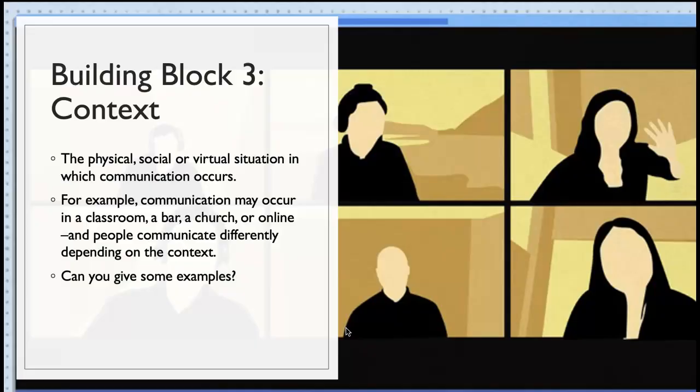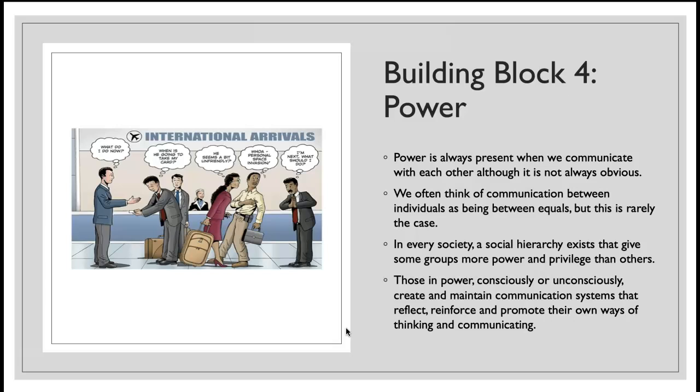The third one is context, which always matters because, again, where you communicate and to whom you communicate is key in determining how you should communicate effectively for that context. So the physical, social, or virtual situation in which communication occurs is key for intercultural communication. And the last one is power.